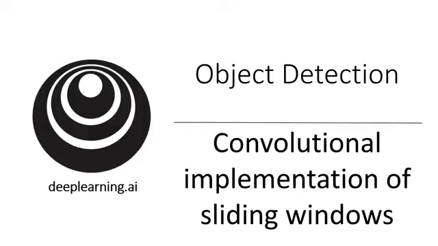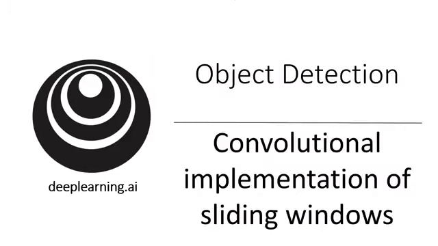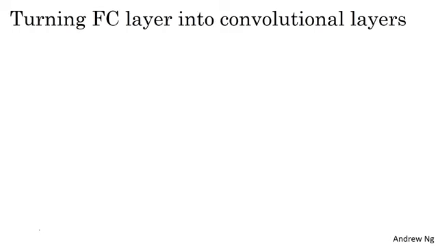In the last video, you learned about the sliding windows object detection algorithm using a ConvNet, but we saw that it was too slow. In this video, you learn how to implement that algorithm convolutionally. Let's see what this means. To build up toward the convolutional implementation of sliding windows, let's first see how you can turn fully connected layers in your neural network into convolutional layers. We'll do that first on this slide, and then on the next slide, we'll use the ideas from this slide to show you the convolutional implementation.